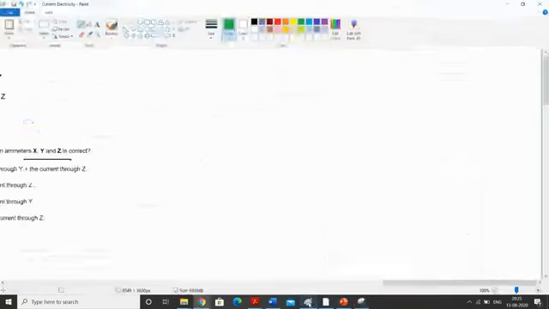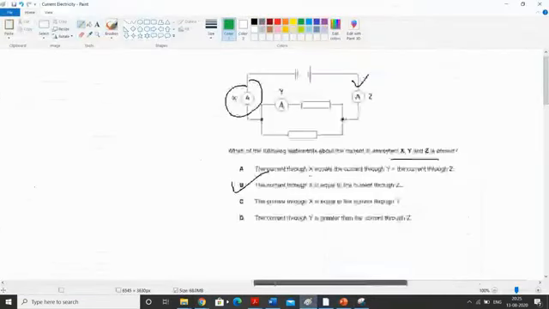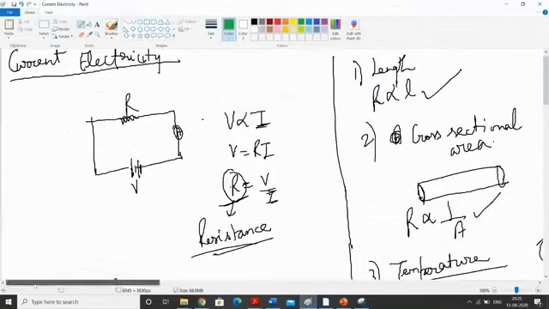Let me revise everything quickly. What we have learnt is we started with Ohm's law. V is directly proportional to I. The current flowing in the circuit is directly proportional to the voltage applied. So the more voltage you apply, the more current will flow. And V is equal to IR. R is the constant, and R is the resistance of the wire.